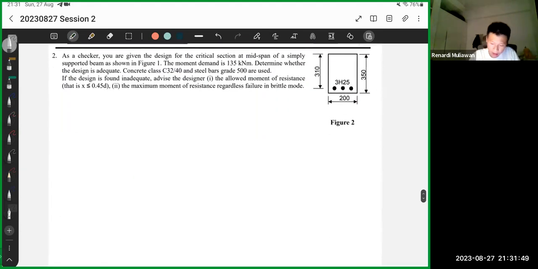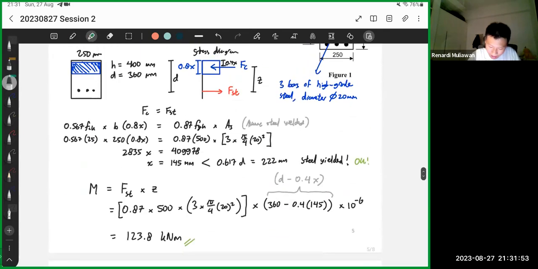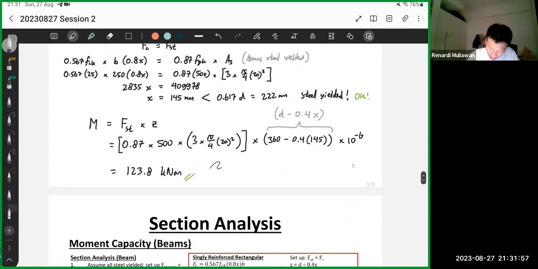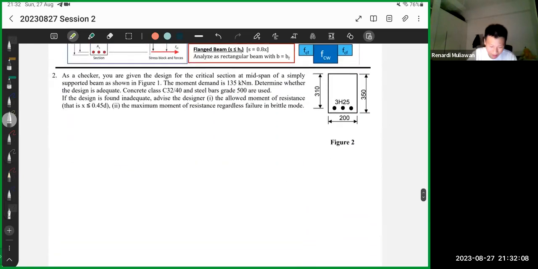So you have a checker. You are given this. Blah blah blah. Oh, by the way, I forgot to answer the question. The moment in demand is 120. Then we get 123. So this one is bigger than 120. So this one is okay. Yeah, but that 120 is not really important. The important part is the moment capacity. Yeah. Next. So this one is concrete class 32, steel bars 50.